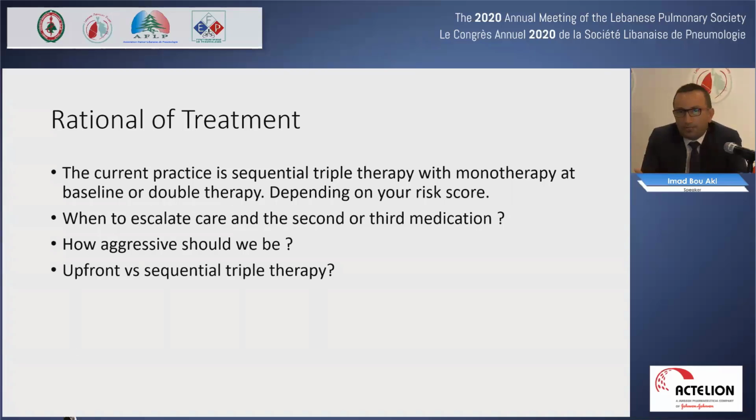Eventually, we can always add a treatment and see if the patient will improve. So we can add a second or third. If we're a little bit late, what's the end? How aggressive should we be? And if you read the literature, especially review articles or editorials, you can see that there is a lot of discussion: why shouldn't we start with upfront triple therapy, maybe the patients will do better.